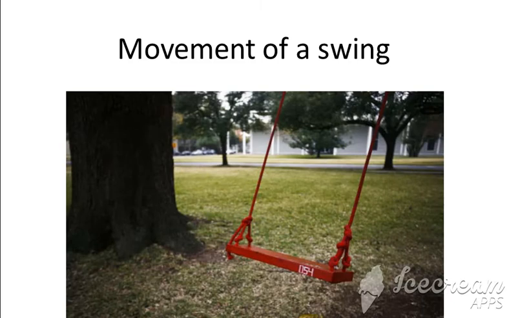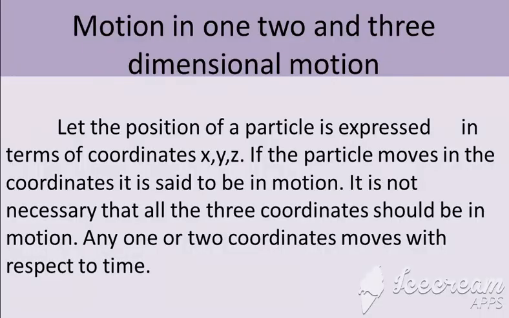Yes, clear with this? Okay, next we have motion in 1, 2 and 3 dimensions. When you consider 1, 2 and 3 dimensions, the main thing you have to know is that we are considering the coordinates. The coordinates we are considering as x, y and z. So if any particle is moving in the coordinates, it is said to be in motion. Okay, it's not that all three coordinates should be in motion. If any one coordinate alone is moving, that is said to be motion in one dimension.